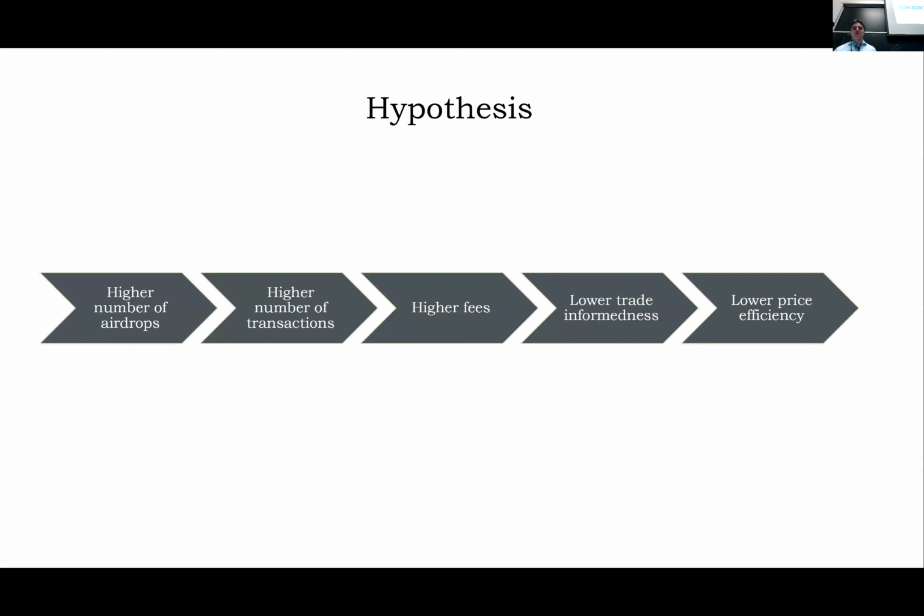Okay, so there's the hypothesis. The hypothesis is that if you have a larger number of airdrops or non-native transactions driven purely by social activity, this is going to increase the number of transactions, right? If you increase the number of transactions, you will have to pay higher fees to get executed, so higher congestion, and this will imply lower informedness of trades, so the trades will be carrying less information, and this will reduce price efficiency. I will define what I mean by trade informedness and price efficiency.